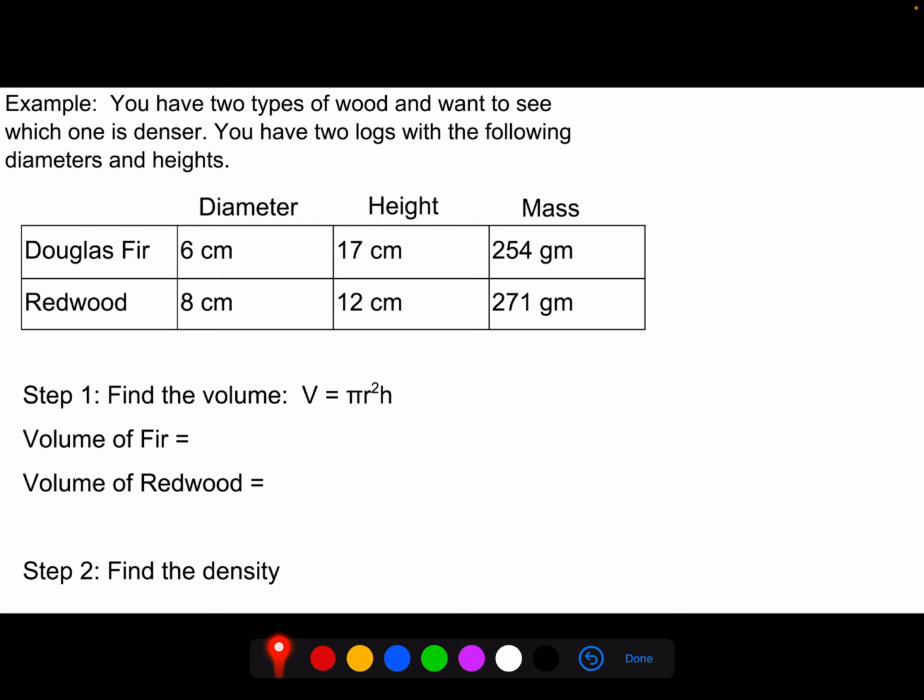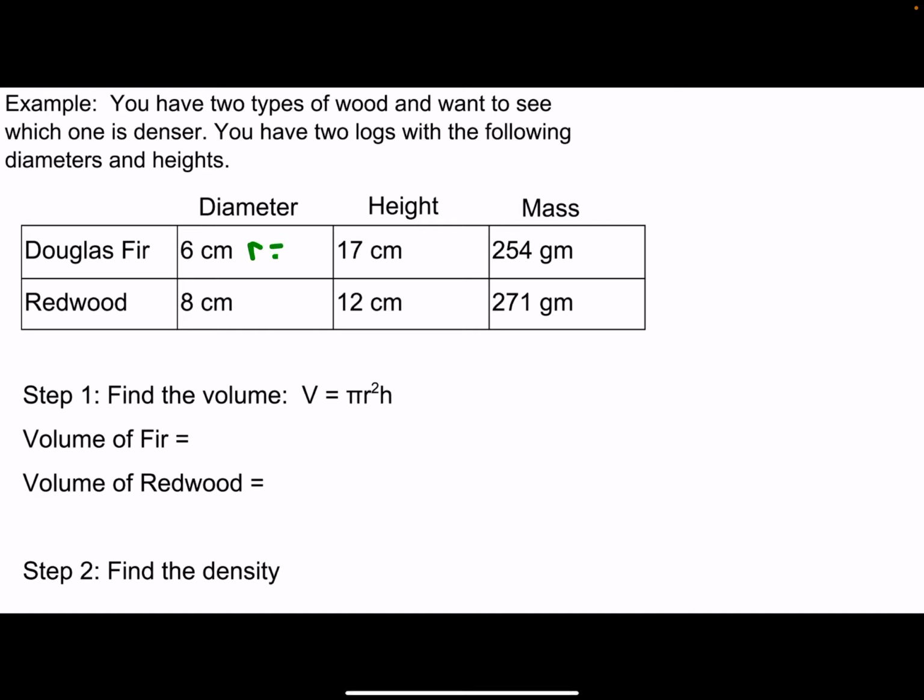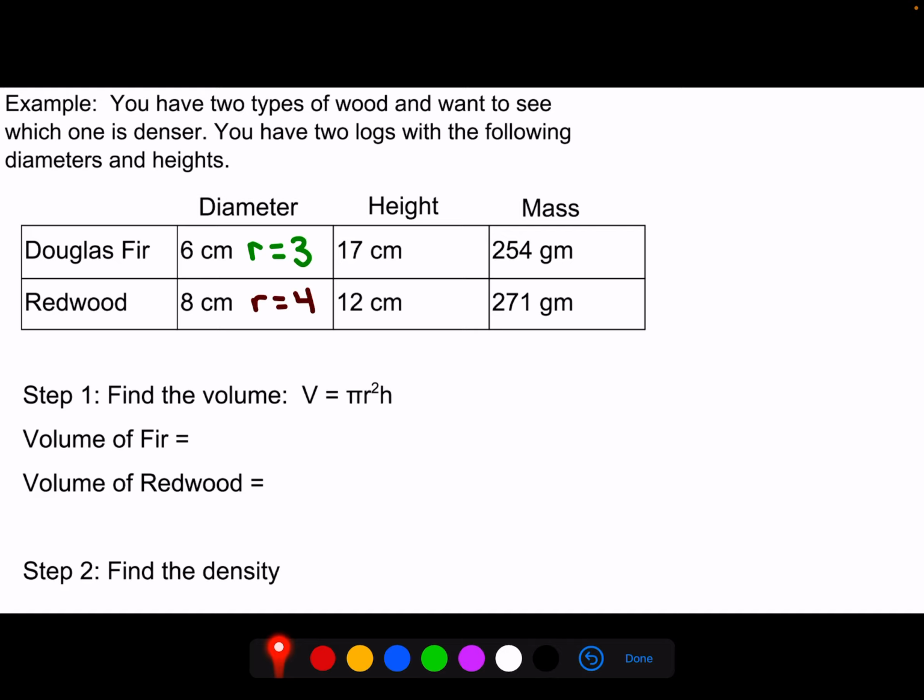So our first step is to find the volume. Now, of course, we're going to use the volume of a cylinder because the logs are cylinders. So therefore, we have pi r squared, the area of a circle, times the height of our cylinder. So starting with the Douglas fir, we first need the radii, because they give us the diameter. Well, the radius of the Douglas fir would be 3, half of 6, and the radius of the redwood would be 4, half of 8.